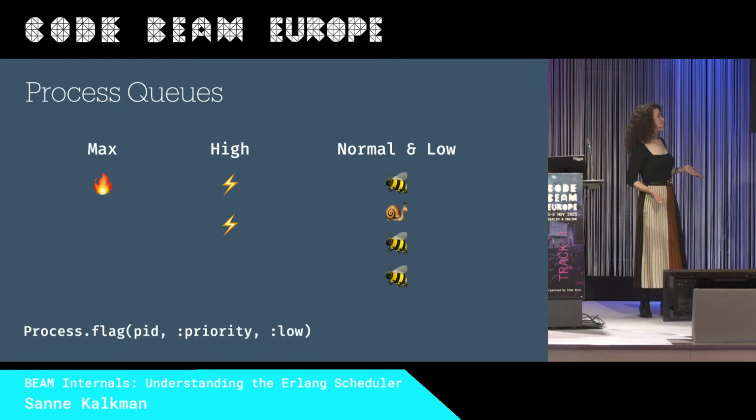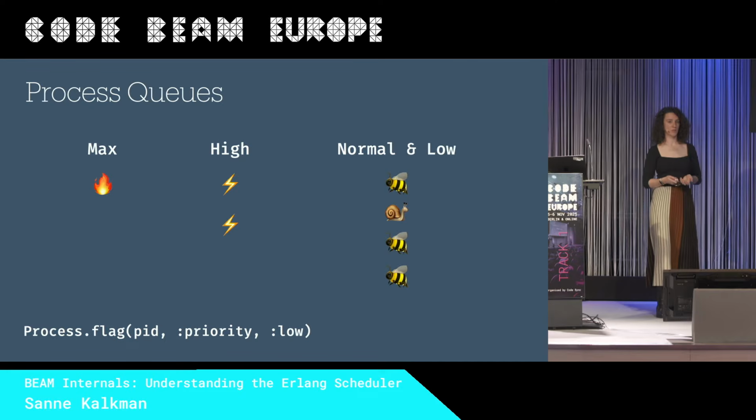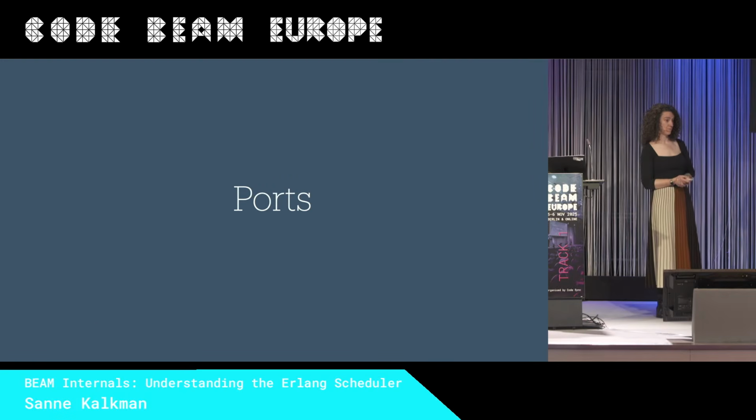So that's really the basics. But obviously we have to do other things. Sometimes we have to interface with the outside world, outside of the BEAM. Things like reading a file, loading some data, etc. And that's where ports come in.